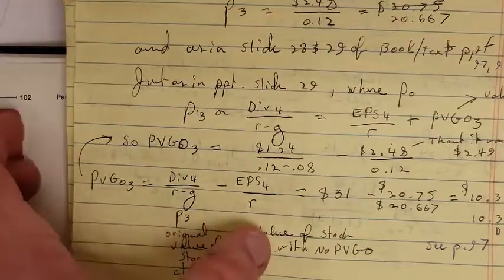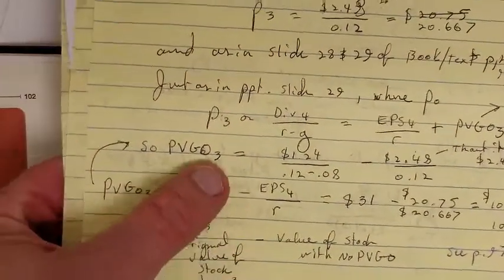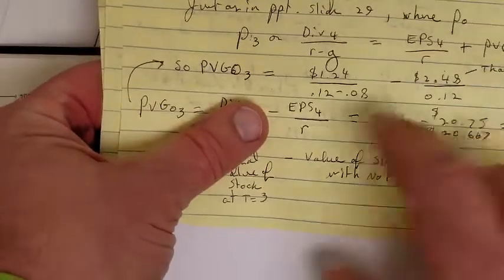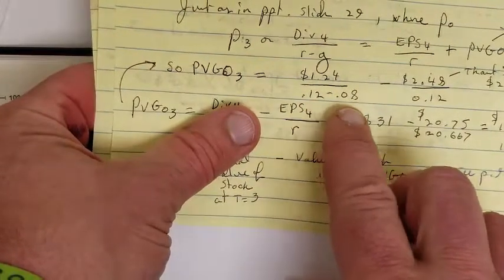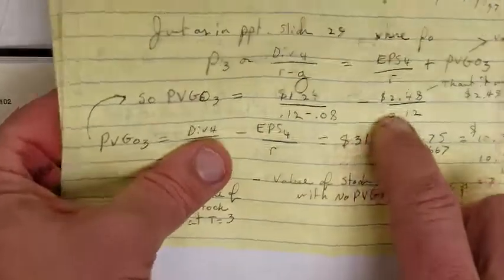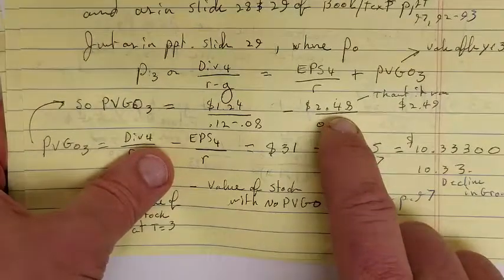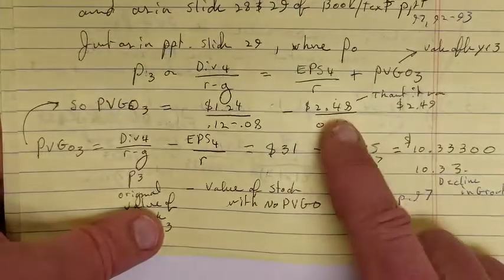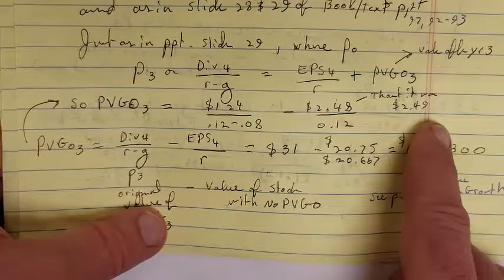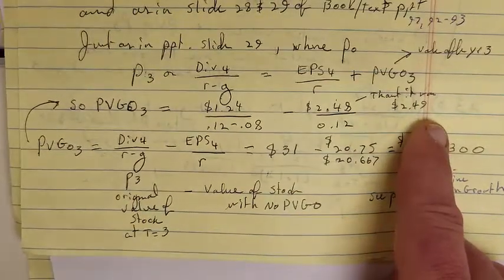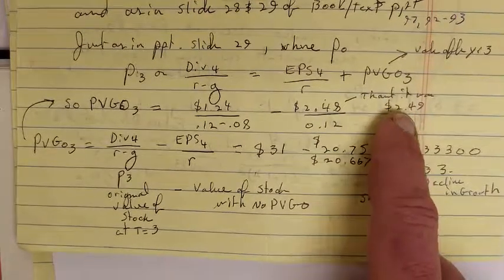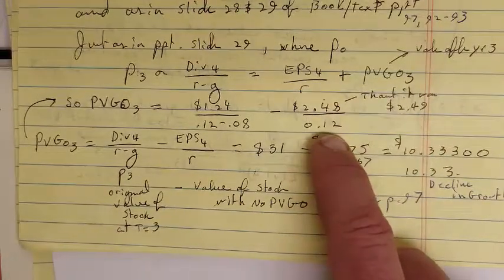So we end up rearranging the formula, and when we solve for PVGO of year 3, we get $1.24 over 12% minus 0.08, the dividend growth rate in year 4, and 248, okay? And 248 or 249 is basically the dividend, the earnings per share. I couldn't read it very well, but it's either 249 or 248 over 12%.